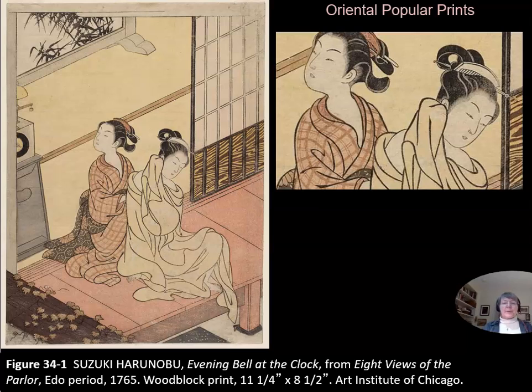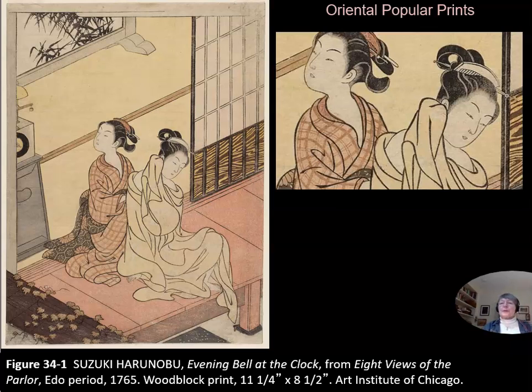This is figure 34-1 in our textbook. It's an example that I would like you to know. Don't worry about the names of Oriental popular print artists. I would like you to know the general characteristics of the printmakers overall so that it would be easy to talk about any Oriental popular print that you happen to encounter.